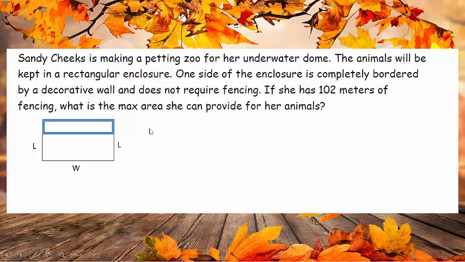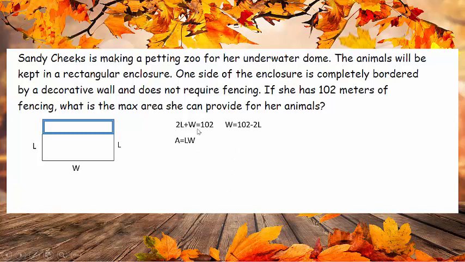So if we follow our steps, the first thing we're going to zoom in on is that we have 102 meters of fencing. That means the perimeter is 102. So I want to establish my perimeter formula. So if I add up these two sides and the W, I get 102. And I don't want to forget this is an area problem, and I have a formula for area.